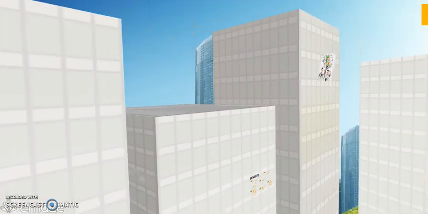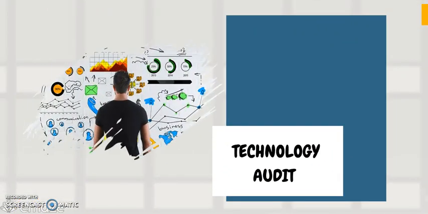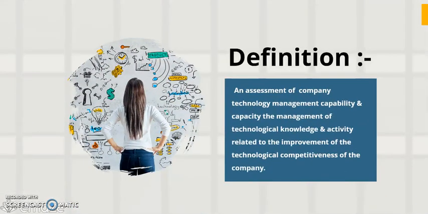So now we will continue with technology audit. The definition of technology audit is an assessment of a company's technology management capability and capacity, and the management of technological knowledge. It is an activity related to the improvement of the technological competitiveness of the company.